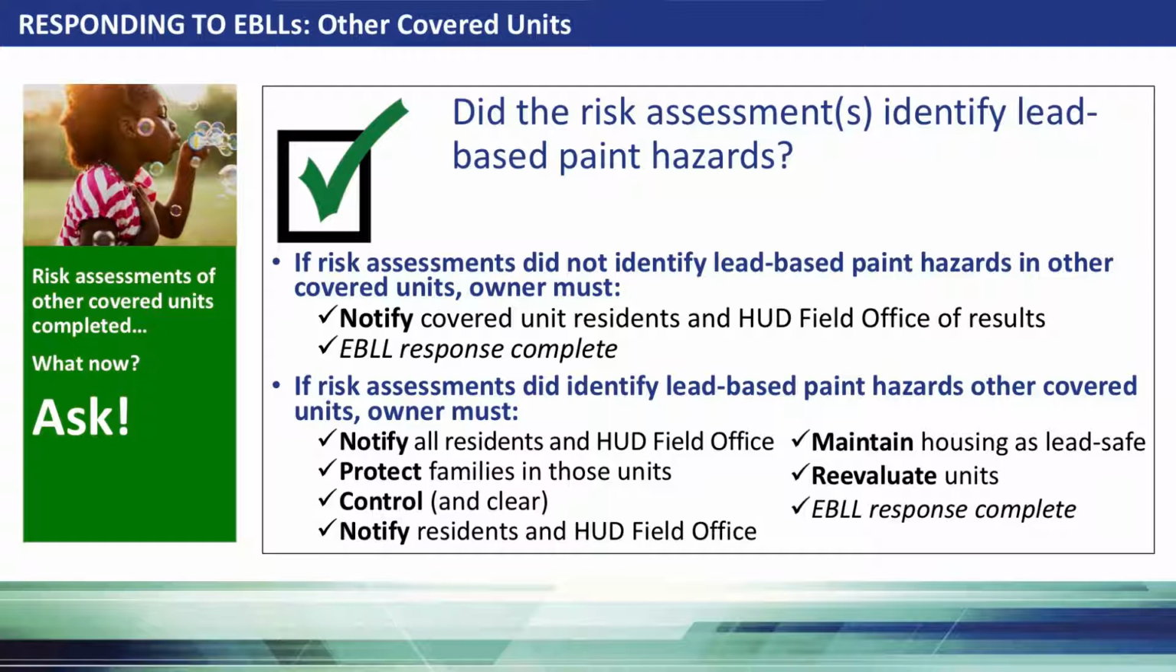Responding to lead-based paint hazards in a covered unit is very similar to responding to lead-based paint hazards in an index unit. The same 6 steps: notify, protect, control, notify, maintain, and reevaluate apply equally to index and covered units. The video segment on EBLL response in the index unit covers these 6 steps in detail.